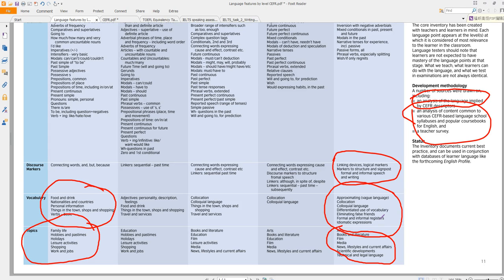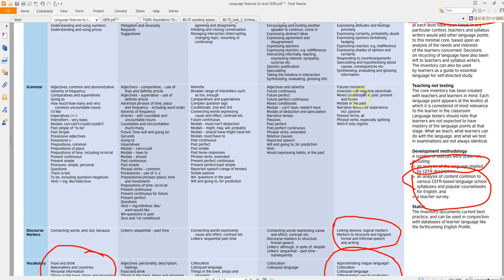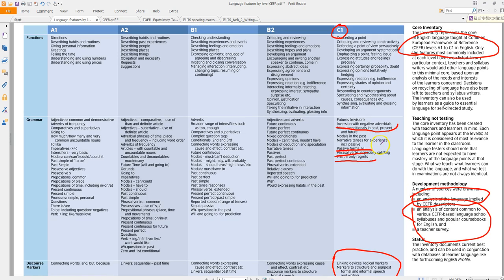and functions of English. Now, if you look at the grammar, for example, for C1: mixed conditionals, modals, passive forms, phrasal verbs, wish, if only, oh, if only I'd done this, conditionals, inversions with negative adverbials, never have I been so insulted, etc. And of course, all the things that come before it. So, relative clauses: which, that, who, whom, whose, reported speech, he said that, he'd been going to, will be going to, expressing habits in the past, future perfect, I will have done, future perfect continuous, I will have been working, etc. Modals of deduction and speculation.